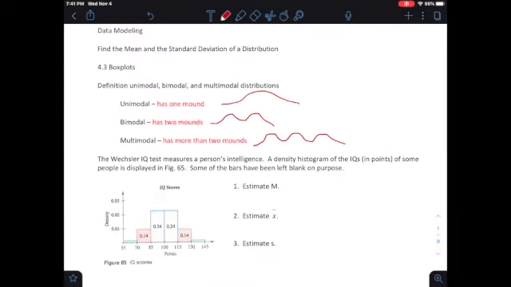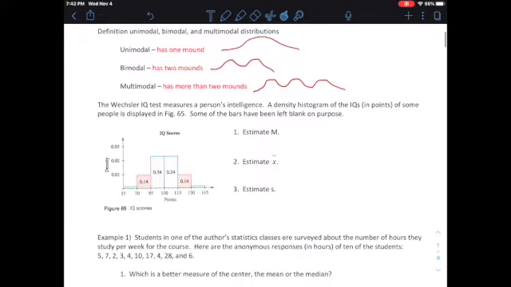Wechsler's IQ test measures a person's intelligence. A density histogram of IQ points of some people is displayed in figure 65. Some of the bars have been left blank on purpose. Okay, if they're left blank on purpose, then we are not going to worry about it.